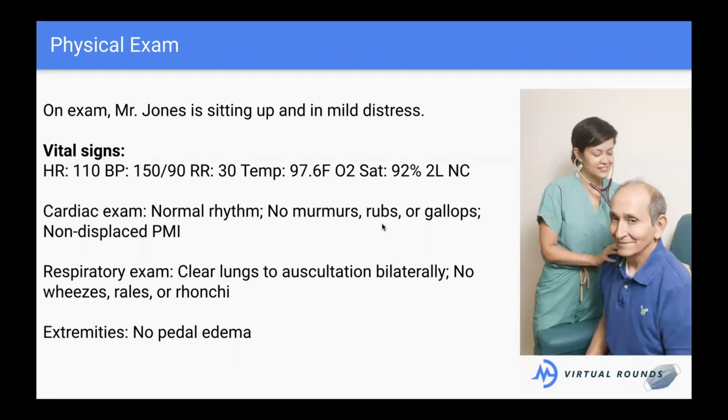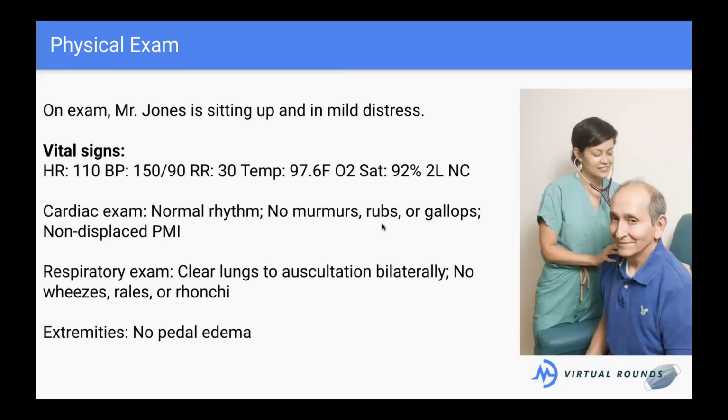Now, our PMI is our point of maximal impulse. So if you feel on your own chest, right around your fifth rib space, which should be kind of in the middle of your rib cage, you should be able to feel, going down straight from the middle of your left clavicle to about the middle of your rib cage, where your heart is beating most hard. That's called the point of maximal impulse. It should be right at the tip of the heart because the heart sits leaning forward in the chest. So that point on him is not displaced to the left.